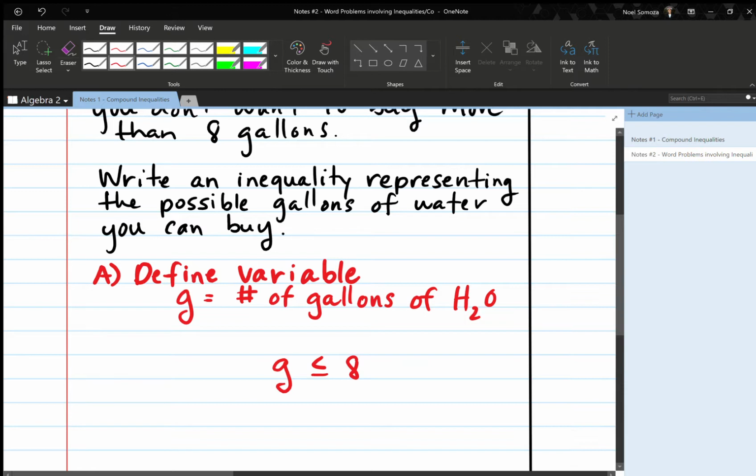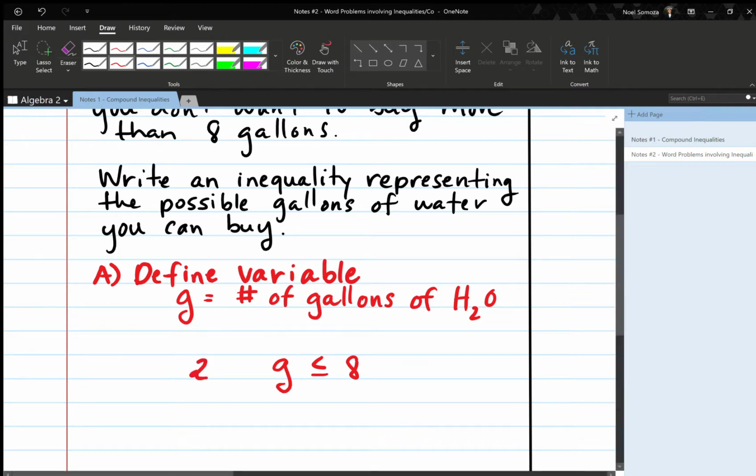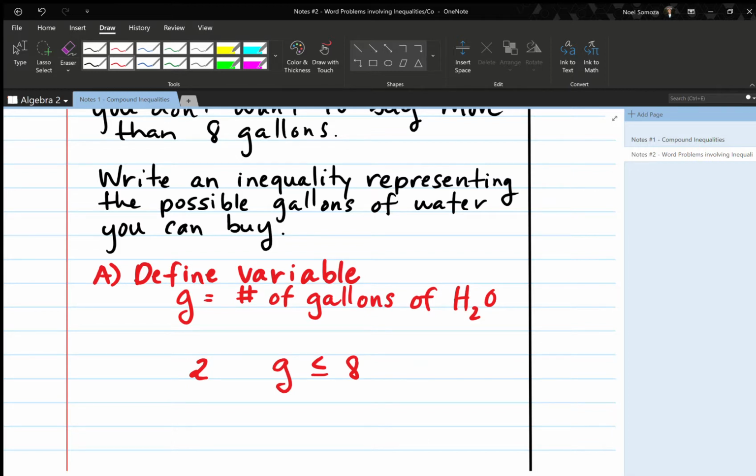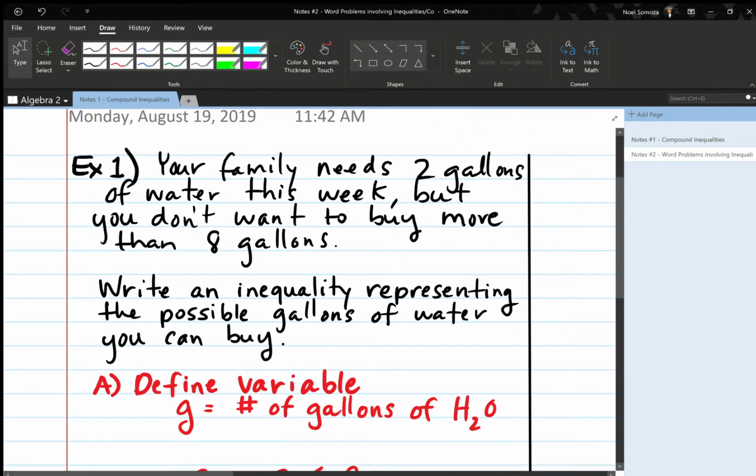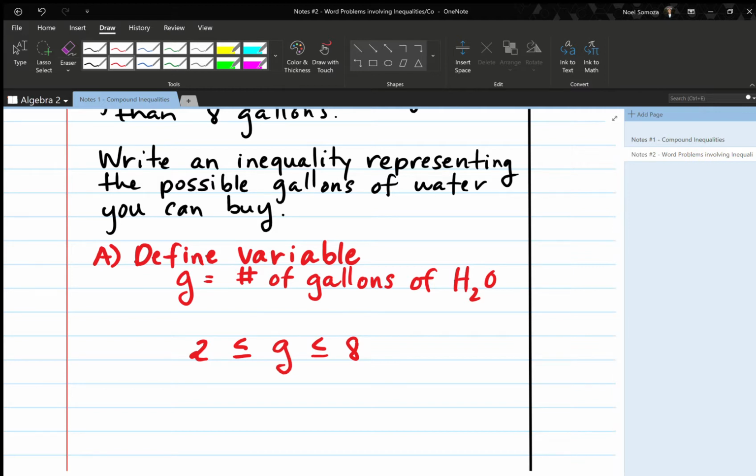Now I want to keep this as a nice sandwich, so I don't want to rewrite another inequality. Let me just work with what I have here. Now I know that the minimum value was 2. So what's the relationship going to be between 2 and G? We want G, the number of gallons, to be greater than. Can I have exactly 2? Yeah, I need 2. I could get by with 2. That's my bare minimum. So I need exactly 2, but I can always have more. So that's our inequality right there.